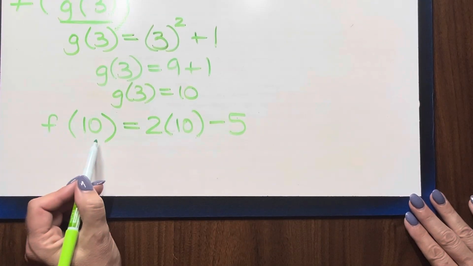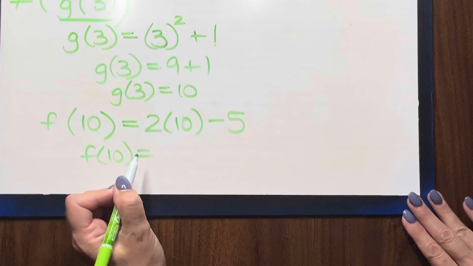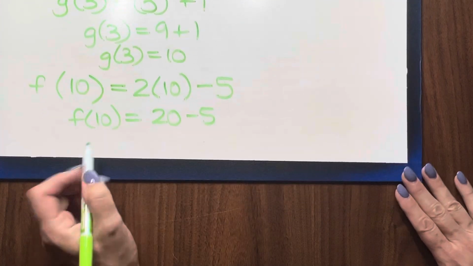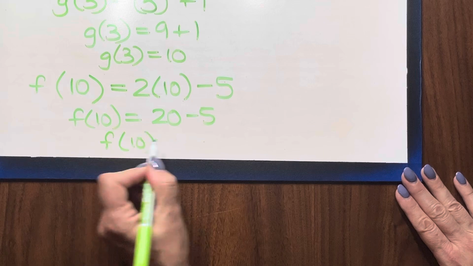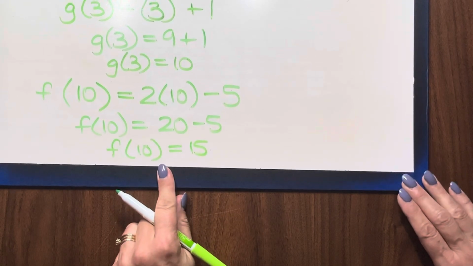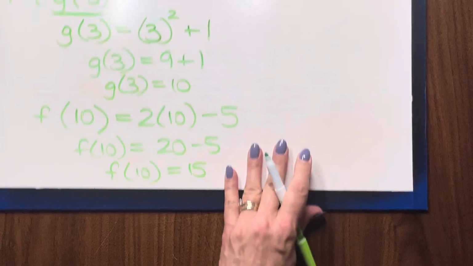This is the second part of the composite function. So f of 10 is going to be 20 minus 5. So f of 10 is equal to 15. This is my final answer after I've done 2 sets of evaluating for this problem. Let's try one more.